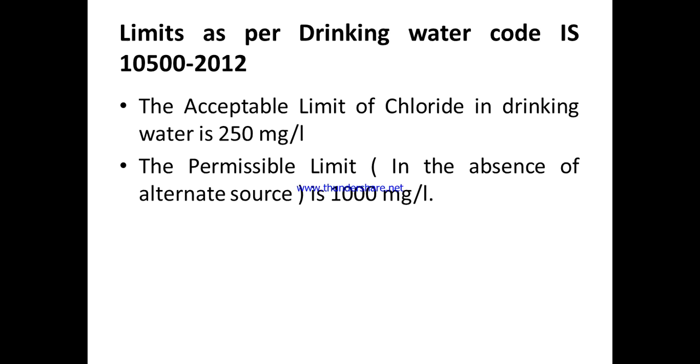Basically the Indian Standard Code used previously was IS 10500 1991, and it was modified and some aspects were redefined. Some new things were added, and that was composed in 2012, IS 10500 2012. As far as residual chlorine is concerned, the code specifically does not prescribe any limit, but as far as chloride is concerned, the code says the acceptable limit for chloride is 250 mg per liter and the permissible limit is 1000 mg per liter in absence of alternate sources. But residual chlorine specifically is not prescribed.